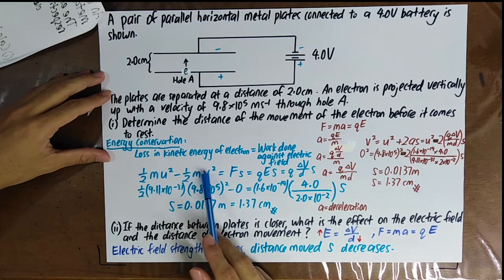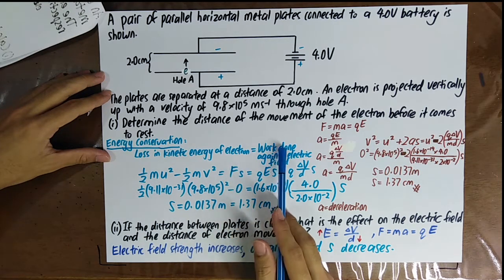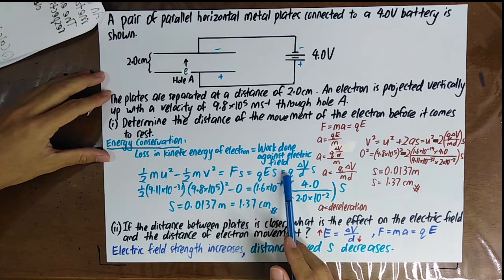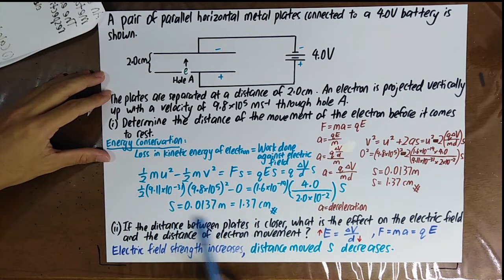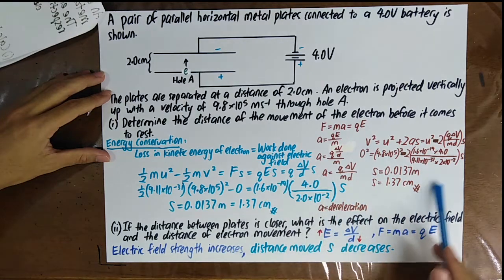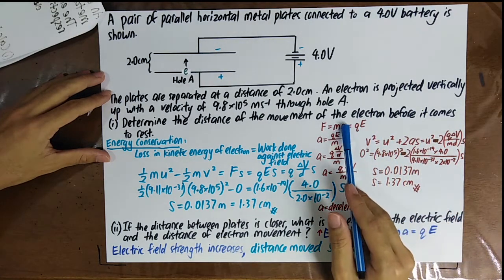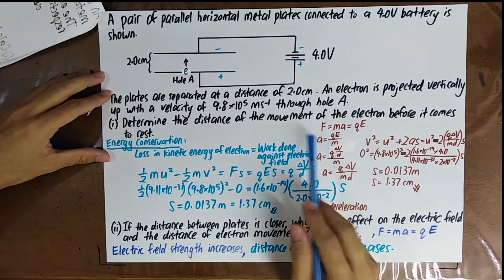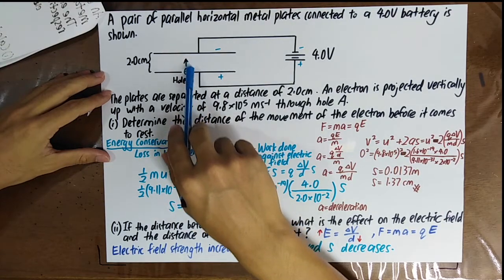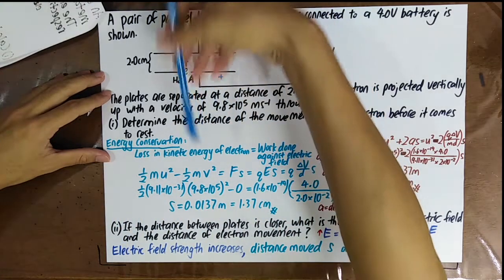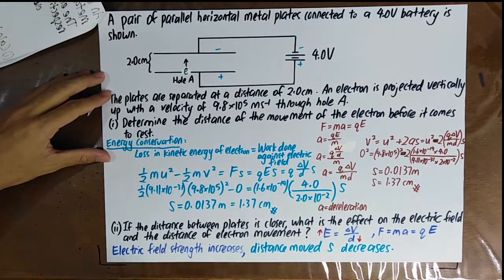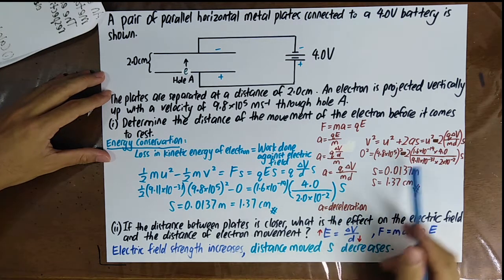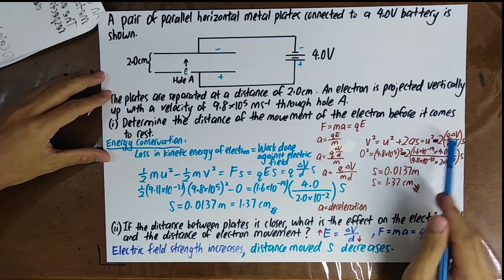Half mv squared minus half mv squared equals work done, equals Fx, equals qEs, equals q delta V over d times s. You substitute everything inside, then you can get this. Or you can use this, because you know the acceleration is a constant. But remember the acceleration now is negative. That means that the acceleration is opposite to the direction of the initial velocity, so you don't call it acceleration, you call it deceleration. Alright, and then you make sure that inside your a, you have a negative value.